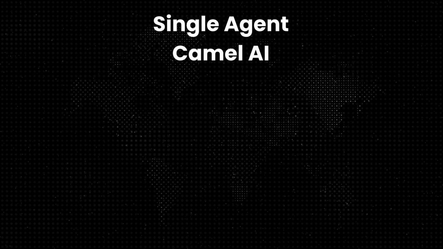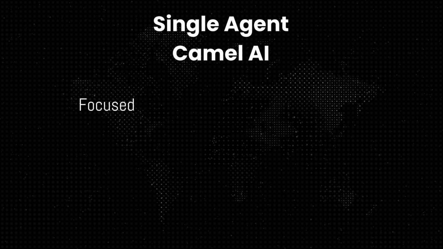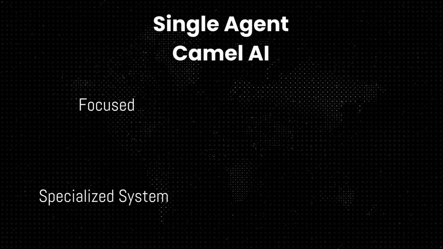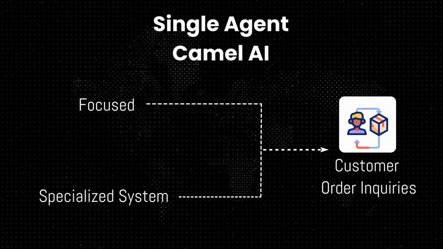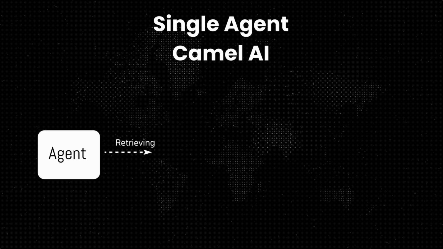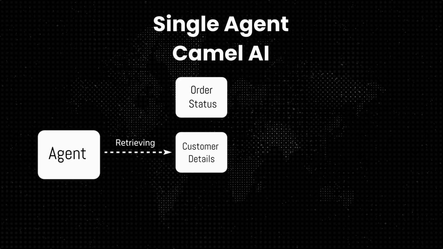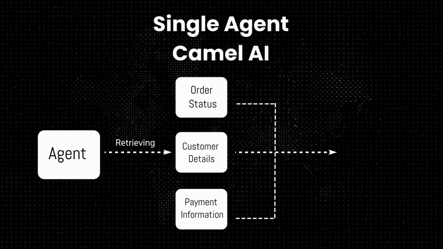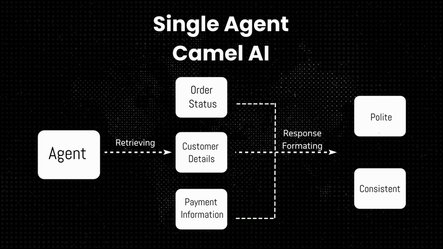We will start with a single CAMEL AI agent, a focused, specialized system designed to handle customer order inquiries. Our goal is to build an agent that can quickly retrieve an order's status, customer details, and payment information, while maintaining a polite and consistent response style.